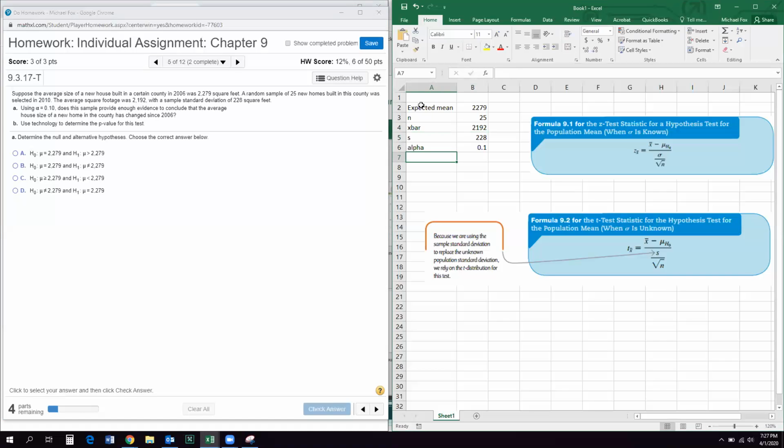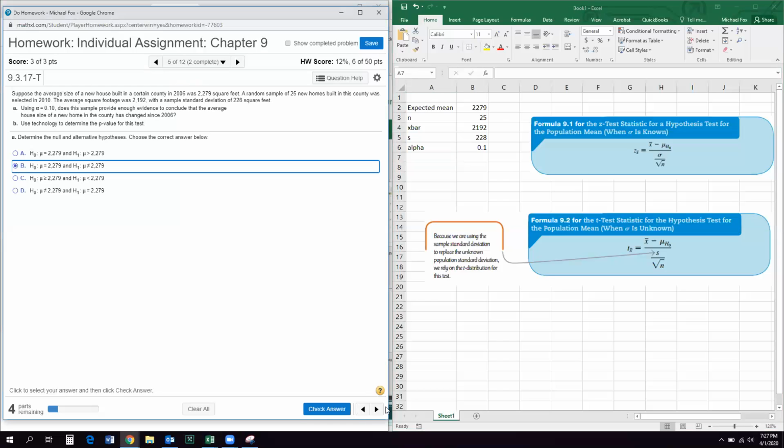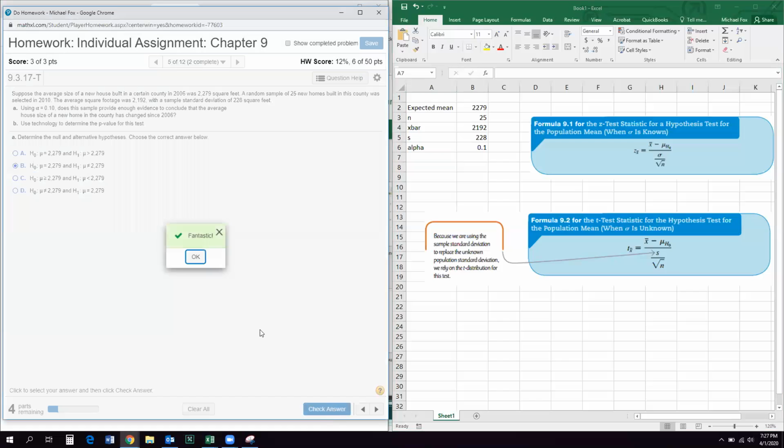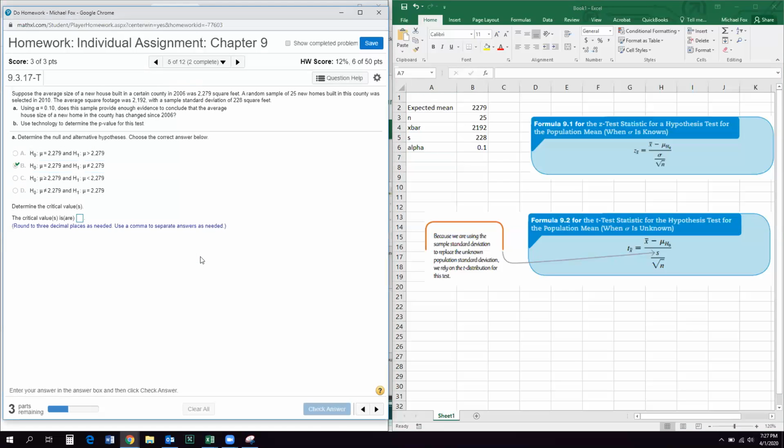So the first thing it wants us to do is figure out our hypothesis. If the claim is that it's 2279, that would be our null hypothesis, that the expected mean equals 2279. And the alternative hypothesis would be that it does not equal 2279. So that should be our null and alternative hypotheses.